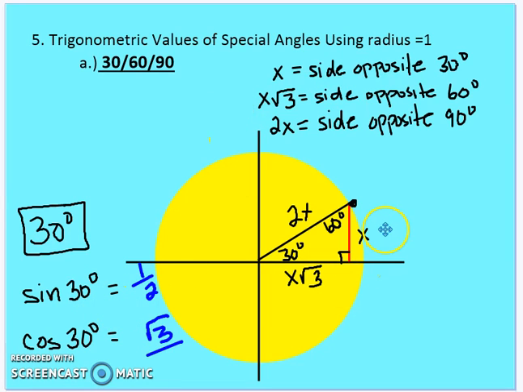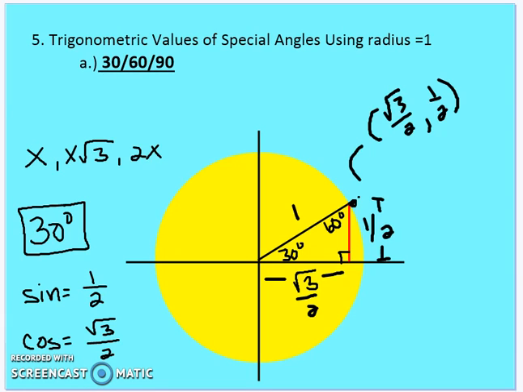All right, so we see that x over 2x, sine of 30, is going to end up being 1/2. And cosine of 30 is going to end up being root 3 over 2. So it's x root 3 over 2x, and you end up with root 3 over 2. All right, so this is the same function highlighted again, but just identifying the point on the unit circle as root 3 over 2, comma 1/2.